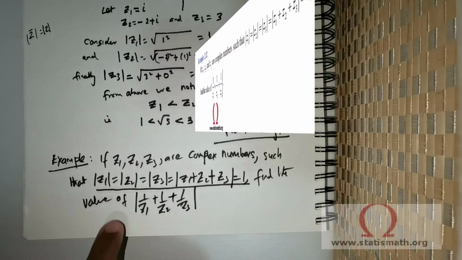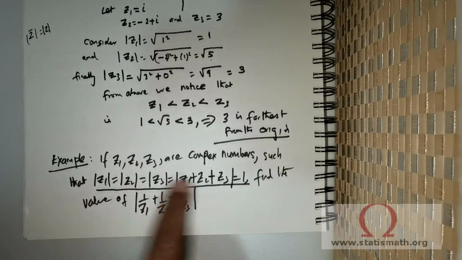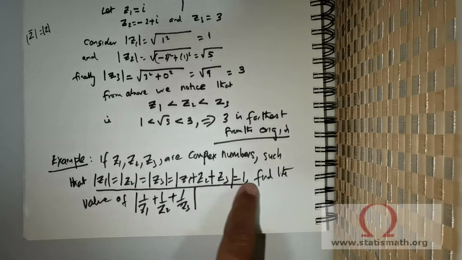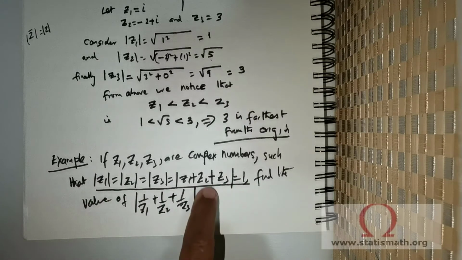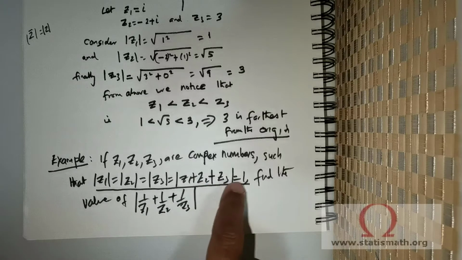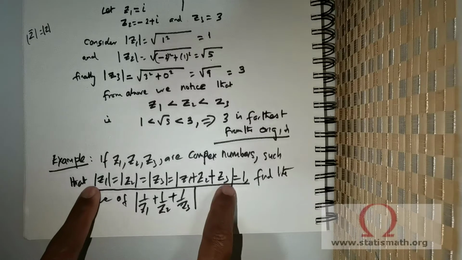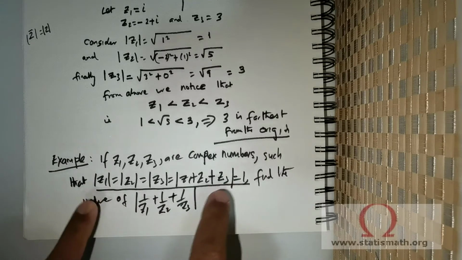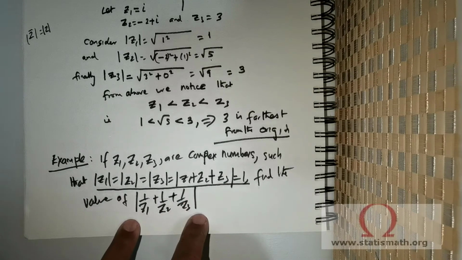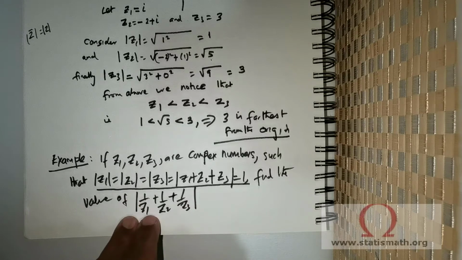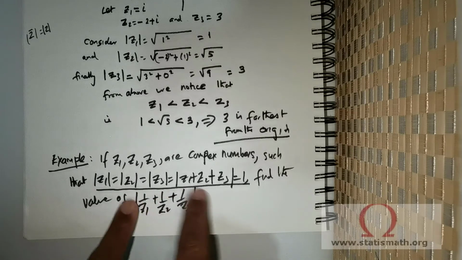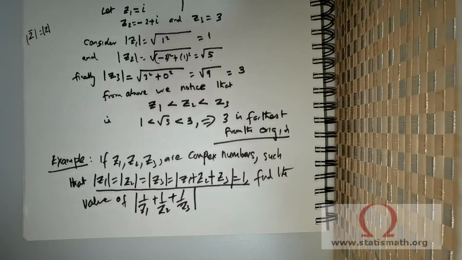The most important observation you have to see here is this relationship that they have given, which is modulus of z1 is equal to 1, modulus of z2 is equal to 1, modulus of z3 is equal to 1, and modulus of z1 plus z2 plus z3 is equal to 1. So we would be using all these relationships to find the value of modulus of 1 over z1 plus 1 over z2 plus 1 over z3. So we would do that now.